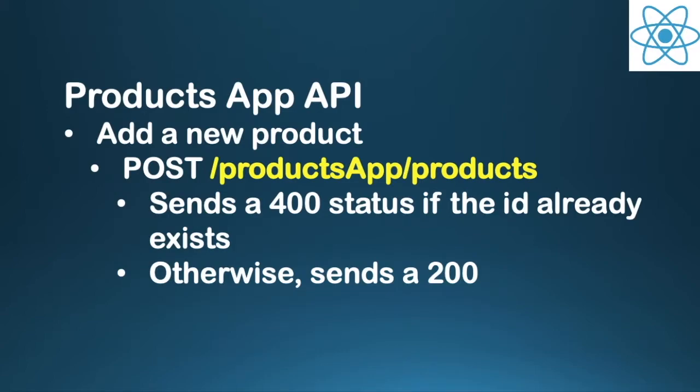So we had created an add a new product. Now suppose the server says that we will only allow you to create a new product if the ID does not already exist. If the ID exists, I will send back a 400 status that the ID already exists. We cannot allow you because the ID is unique. Otherwise, we will send you a 200. So how should we make this change?